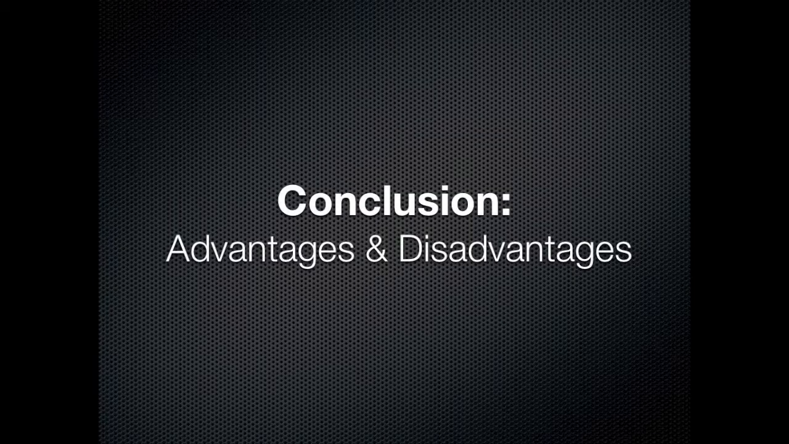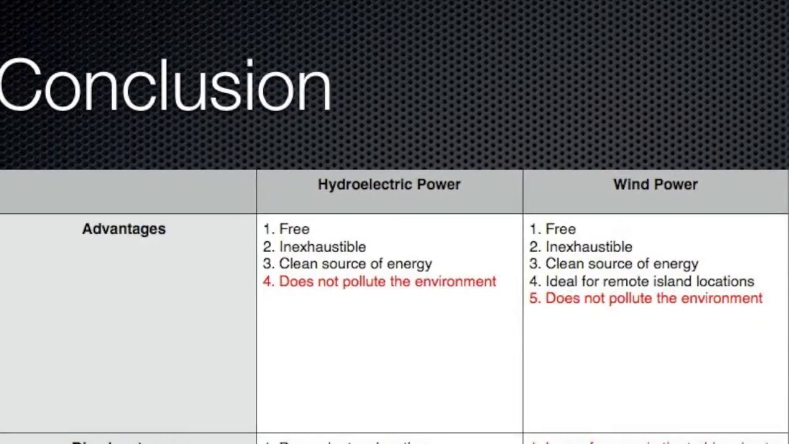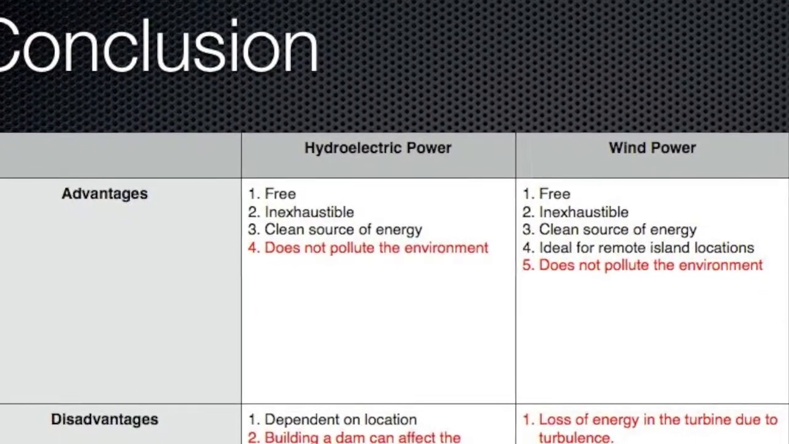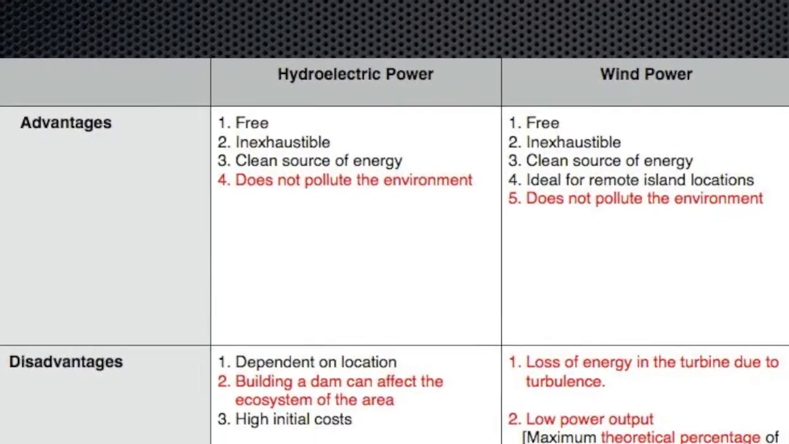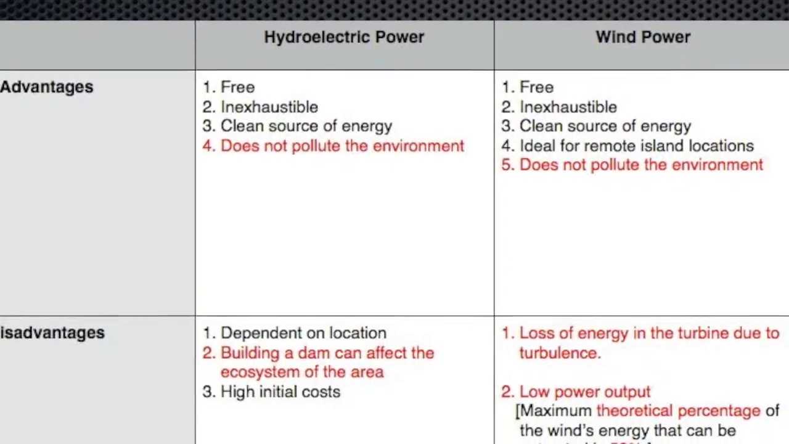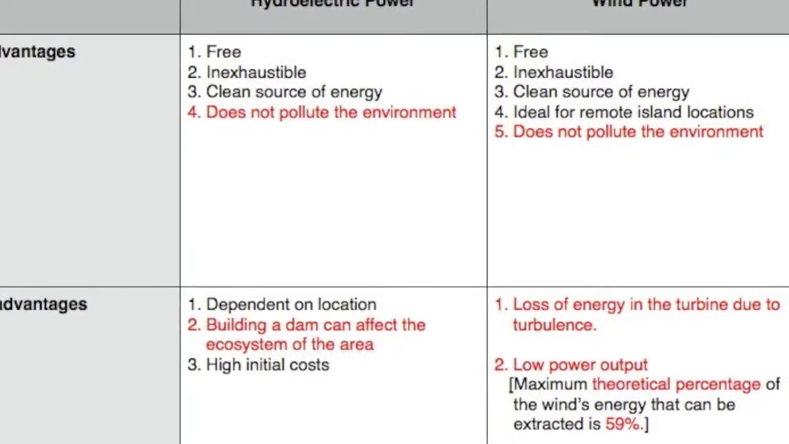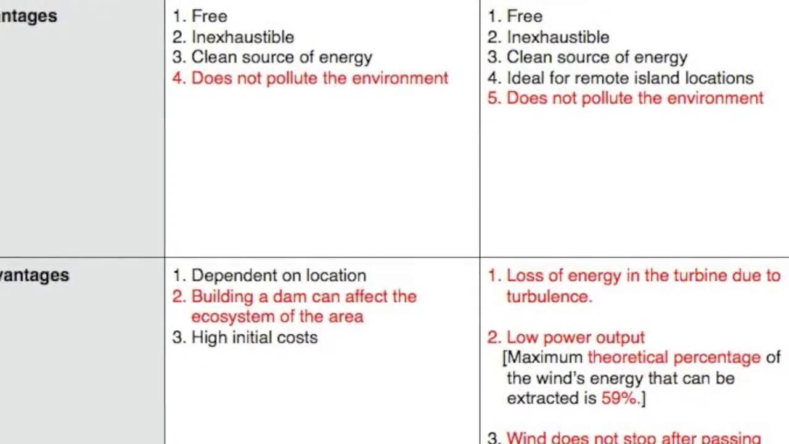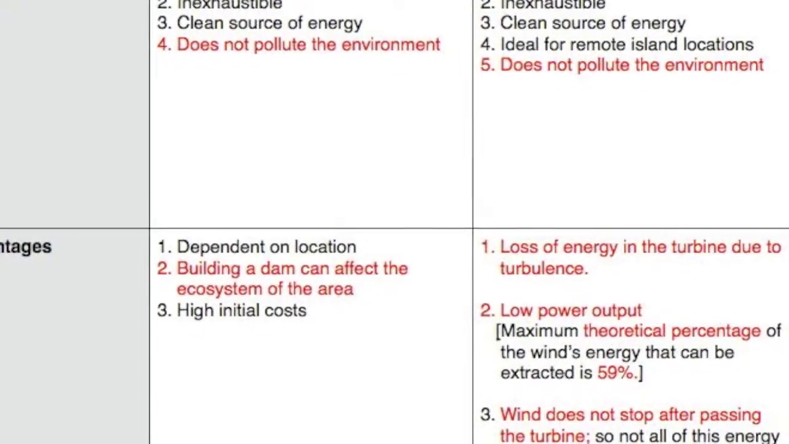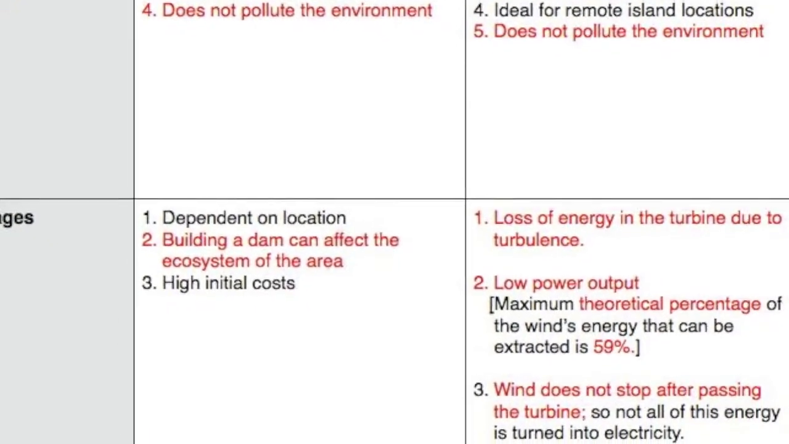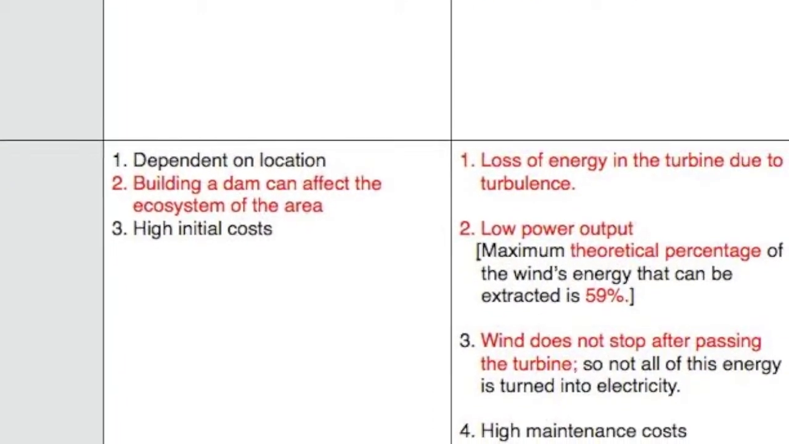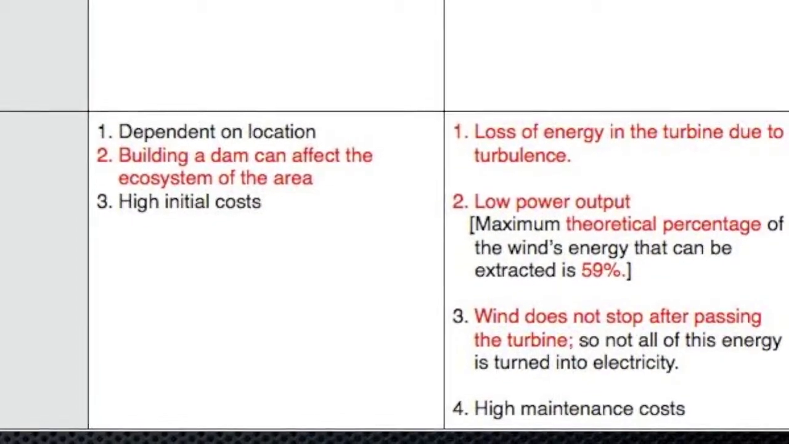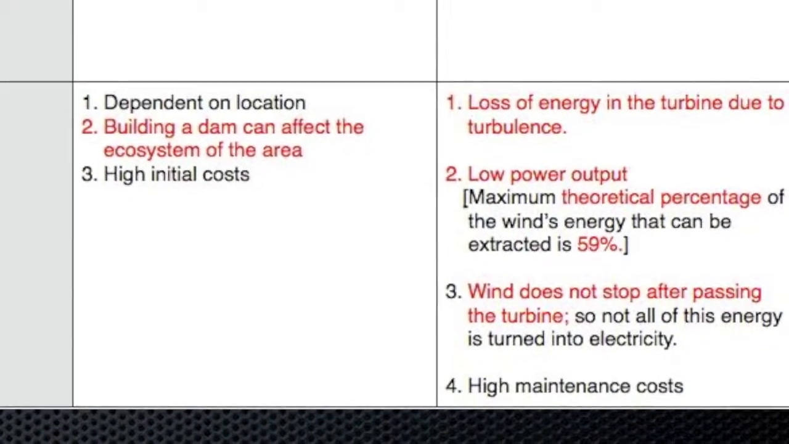Now, we'll go into the advantages and disadvantages of generating hydropower and wind power. The advantages of both of these renewable resources are similar, where they are free, inexhaustible, do not pollute the environment, and they are both a clean source of energy. However, the main disadvantage of hydropower is that building a dam can affect the ecosystem in a particular area. The main disadvantage of wind power, on the other hand, is that wind power has a low power output due to external factors such as turbulence.